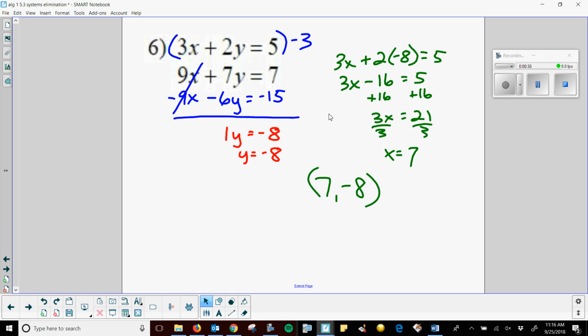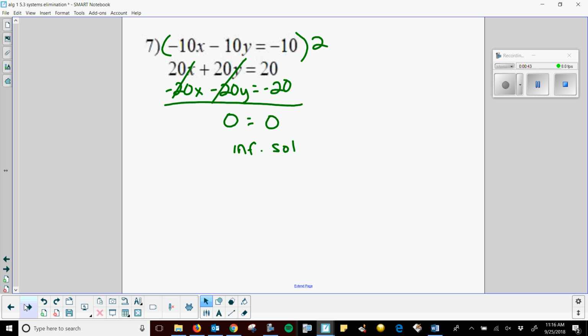Again, if this doesn't make sense, you're probably a video or two ahead. Go backwards a little bit and watch those old videos. Get a variable, plug back in, get a variable. And this one was another infinite solution. Again, take the top by 2. And 0 equals 0. Both variables gone.